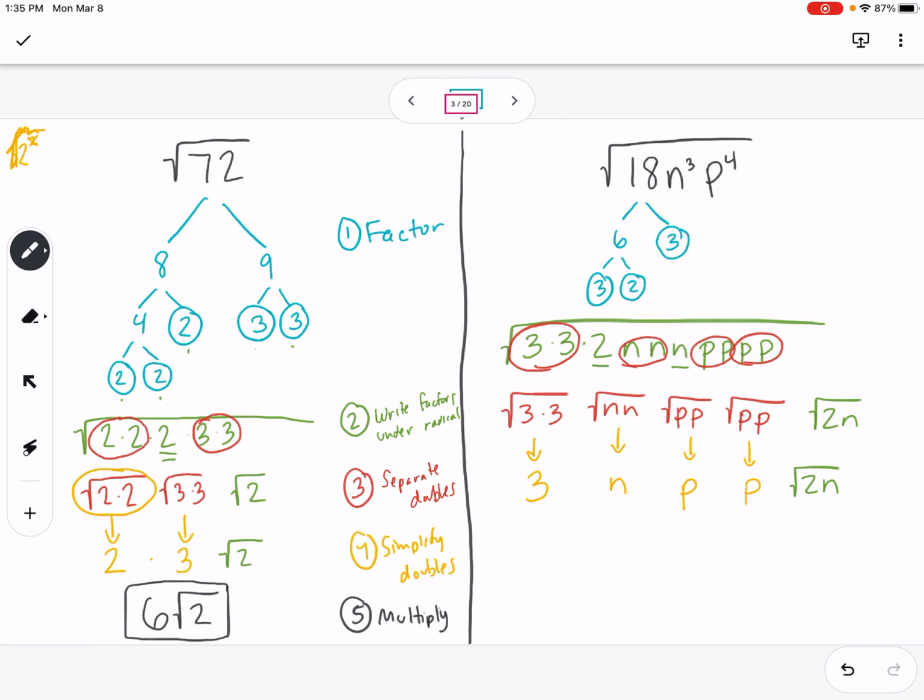When I multiply, 3 times n times p becomes 3np², and then the green piece doesn't change or simplify.